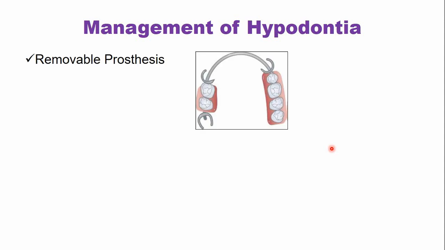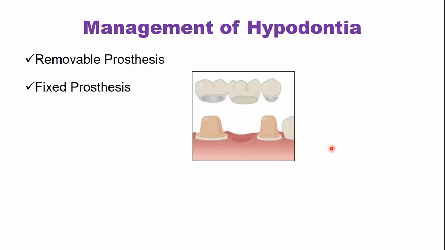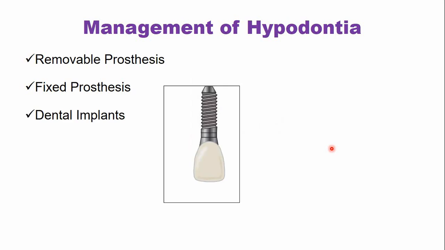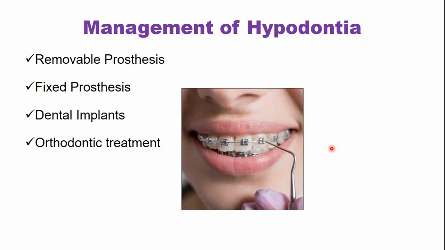So the management of hypodontia. Removable prosthesis, for example, dentures. Fixed prosthesis, for example, bridges. Dental implants, they are also a fixed prosthesis. Sometimes orthodontic treatment is performed to close the spaces because of the hypodontia.